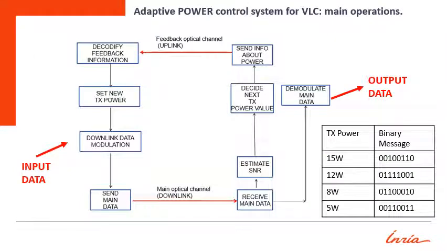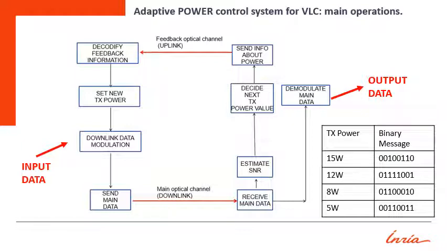A last example in which we are currently involved is an adaptive power control, which increases the power when the transmitter and the receiver are far away from each other and decreases the power when they are close to each other, in order to save power and to avoid some saturation effect when the transmitter and the receiver are too close to each other.